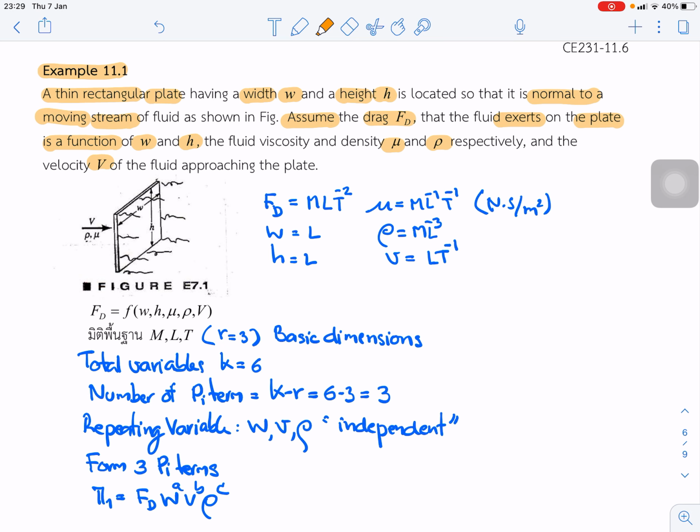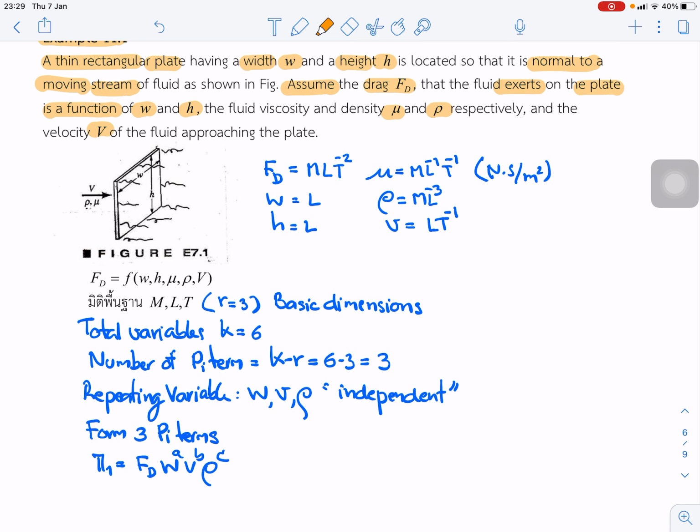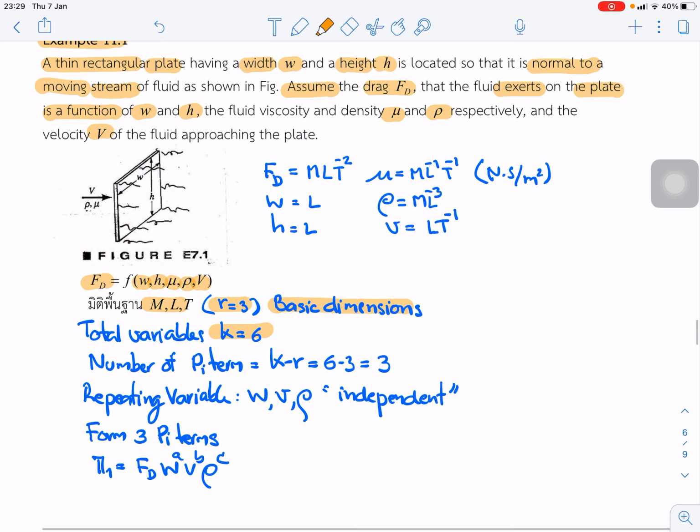So in this case, how many variables do we have in total? We have 1, 2, 3, 4, 5, 6, so the total number of variables is 6, and the basic dimensions MLT number 3. Next we list the basic dimensions for the 6 variables, Fd, H, W, mu, rho, V, in the MLT system.